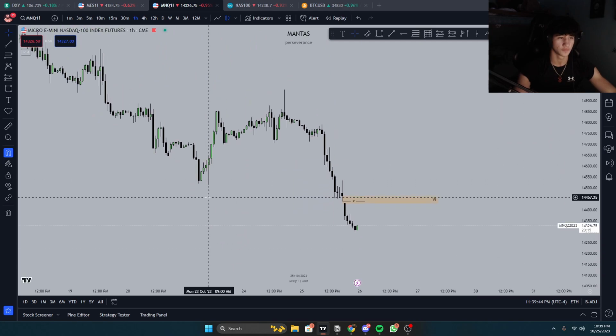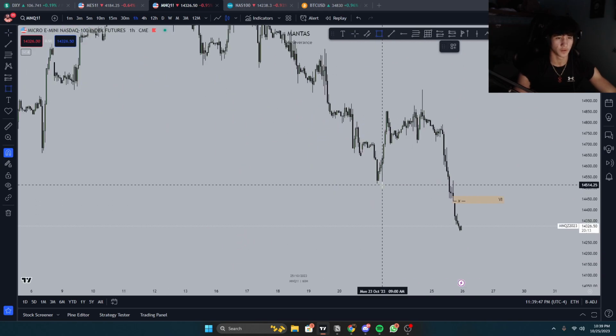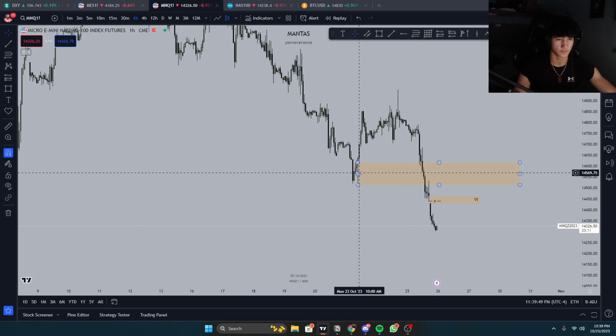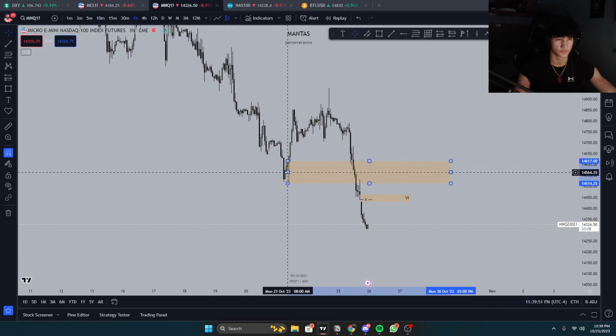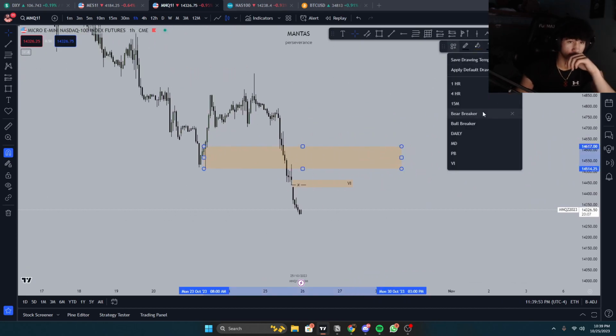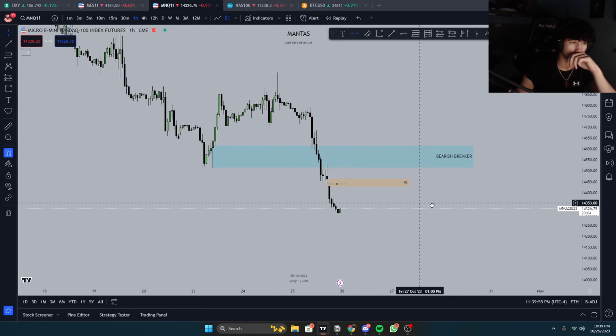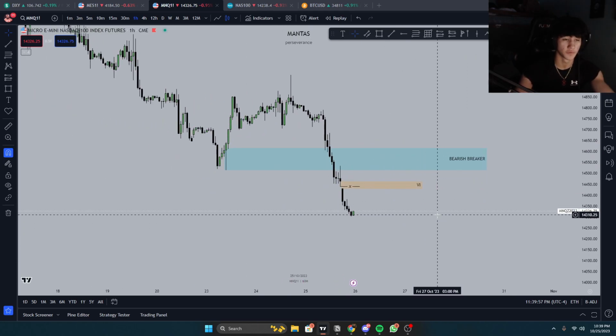Hourly. Okay, we have another breaker on the hourly that I want to mark. Throw that in there too. What is this? MNQ. Okay, I think we might revisit this on Friday.